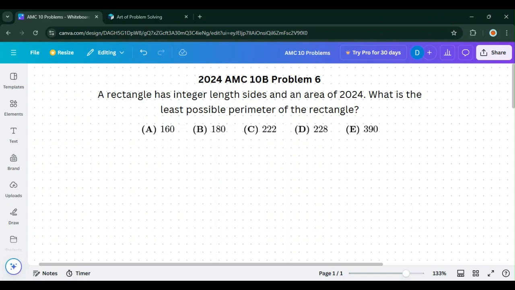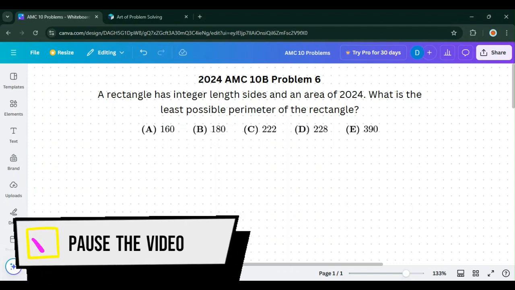The problem reads: a rectangle has integer side lengths and an area of 2024. What is the least possible perimeter of that rectangle? I want you to pause here and try the problem yourself, as always, before we go over the solution. You've done it? That's great. Now we'll go over the solution.